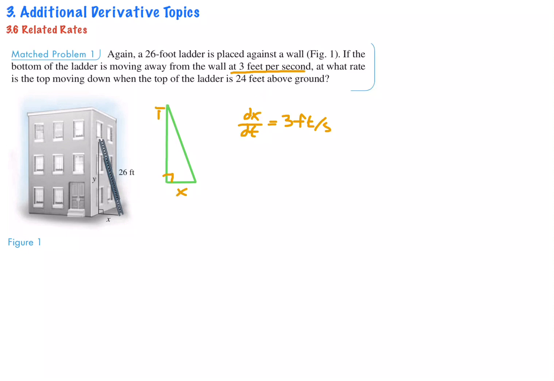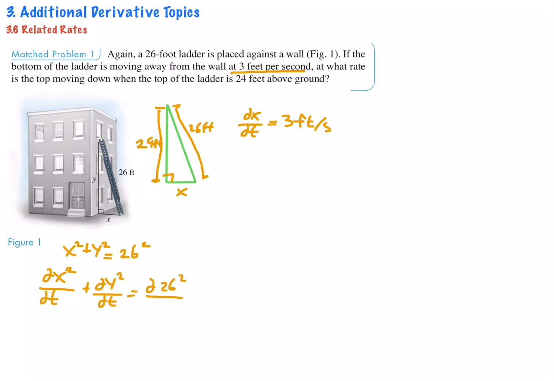So we'll also have this over here, this is 24 feet, and also given to us is that the ladder is 26 feet. So the ladder will not change its size. We'll just assume that this is 26 all the time. And then what we already know from the Pythagorean theorem is that x squared plus y squared equals the hypotenuse squared, and that will be equal to 26 squared. The x will change, the y will change, right? So we can put it like this: d of x squared over dt plus d of y squared over dt equals d of 26 squared over dt.